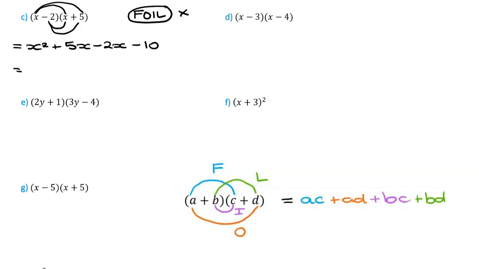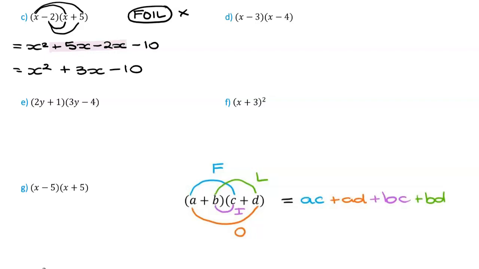Now, can we simplify anything? We sure can. We've got a positive 5x and a minus 2x here. So that's going to become x squared plus 3x minus 10.